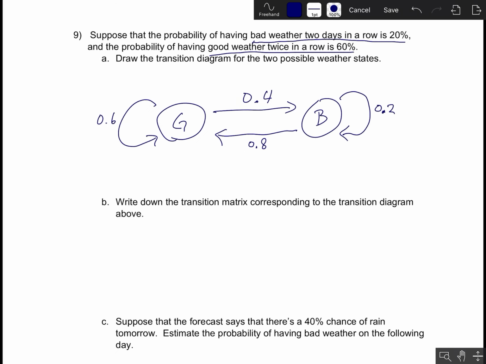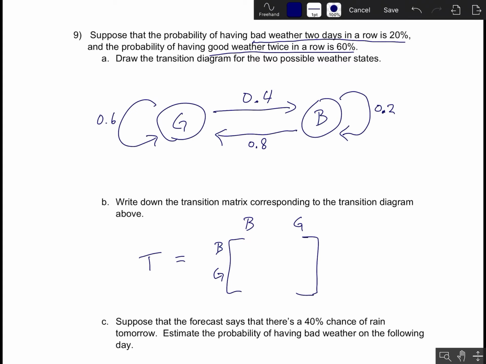Now, when you write down the transition matrix, it doesn't matter which order you put the states in as long as you're consistent between your rows and your columns. So I'm actually going to switch this up a little bit. I'm going to put the bad news first. So we'll put bad, good, and I'll do the same thing here. I just have to be consistent in my ordering.